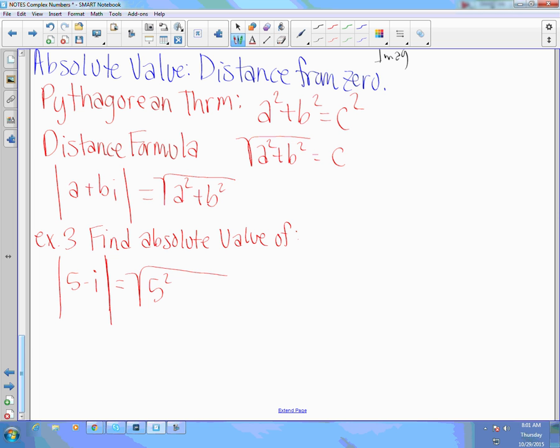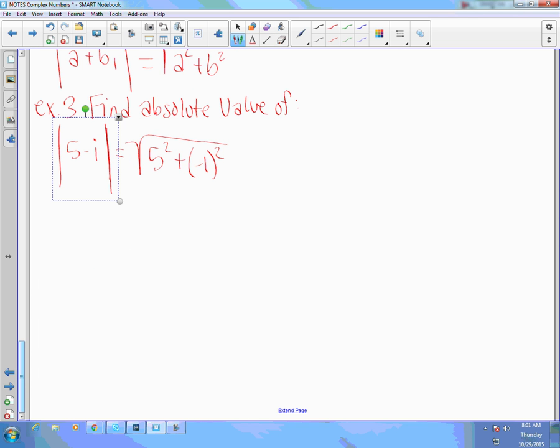What is b? Here's the error. Okay, so one person has it, two people have it. b is the coefficient of i. It's not the i. What's in front of the i? Negative 1. So b squared, we'll add, in parentheses, negative 1 squared. If we simplify that, we get the square root of 25, that's 5 squared, plus negative 1 squared is 1, which gives the square root of 26.